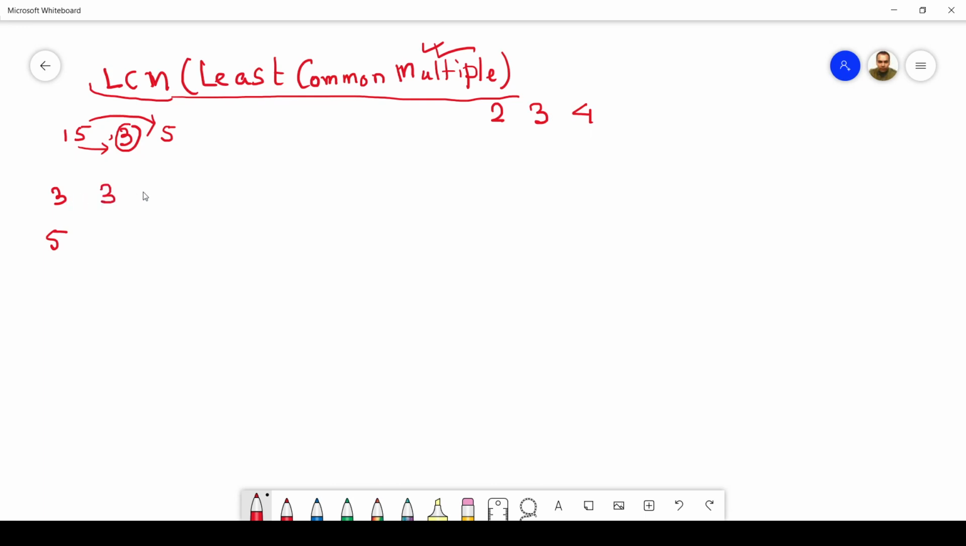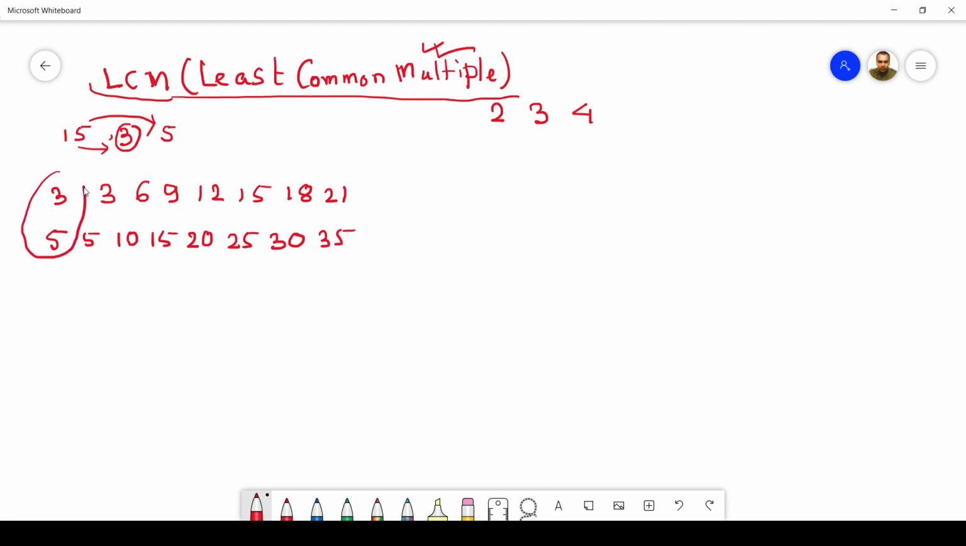The multiples of 3 are 3, 6, 9, 12, 15, 18, 21, etc. And what are the multiples of 5? Those are 5, 10, 15, 20, 25, 30, 35, etc. Now check for 3 and 5 which is the common multiple.